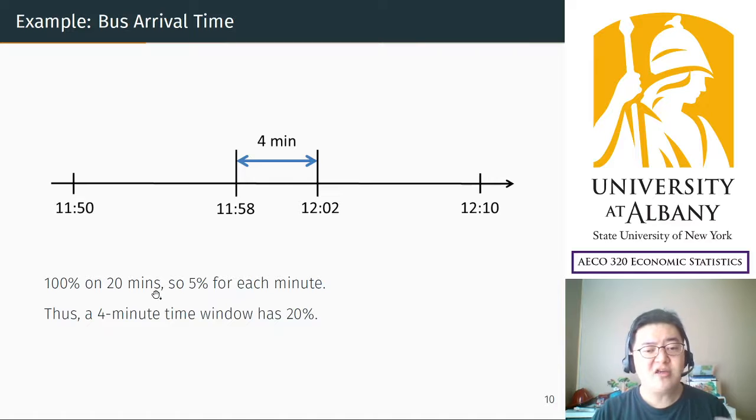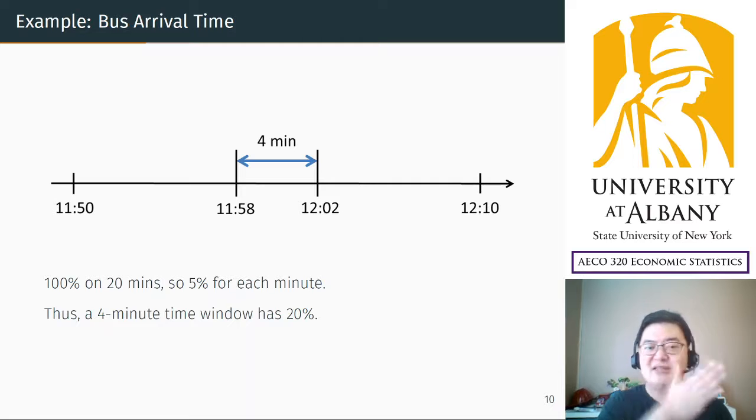So you may think each minute accounts for 5%. So it is 5% for each minute. A 4-minute interval will have 5 times 4, so 20%. Or, a 4-minute interval is 1/5 of 20 minutes, so the probability is also 1/5. Either way, this is how we are going to measure the probability.